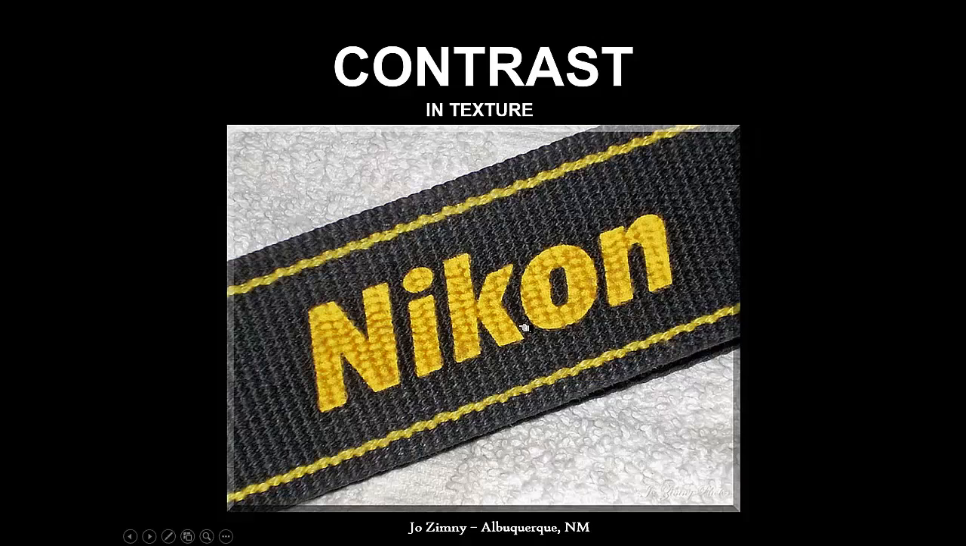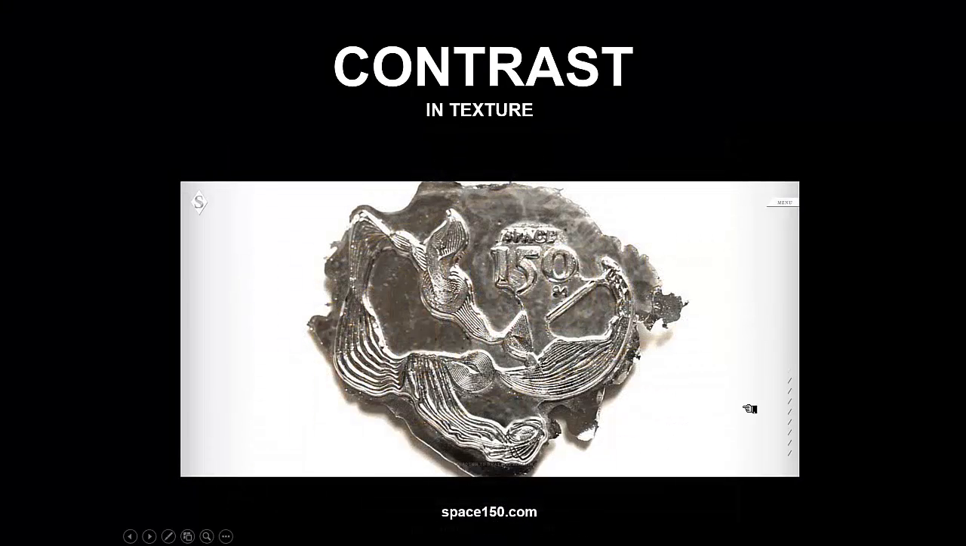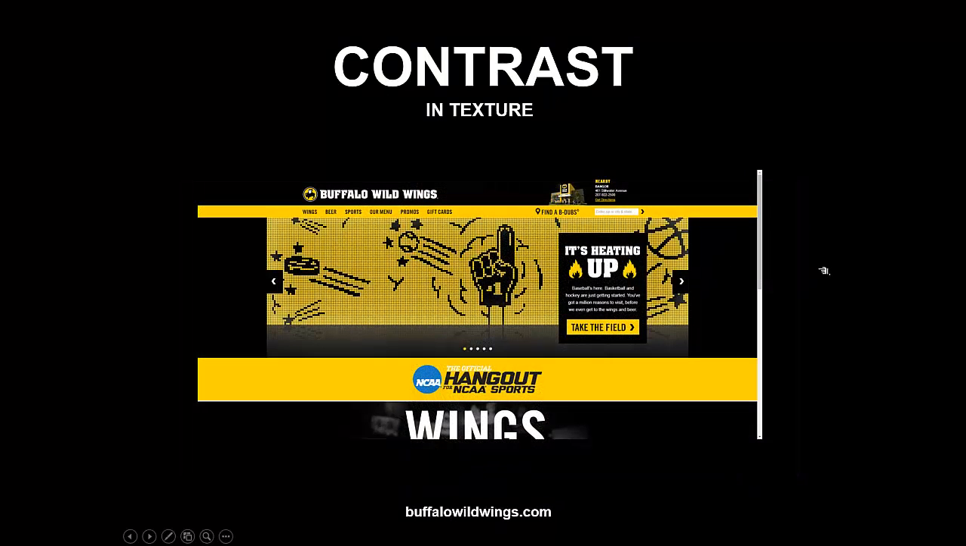Here's another image that shows you texture, what that can look like, what really stands out. We have the texture here of the Nikon camera strap, and it's got a certain texture versus the background texture here. And this is from a website. If you visit this one later on, space150.com, as you move your pointer on and off the screen, the texture of this object changes.